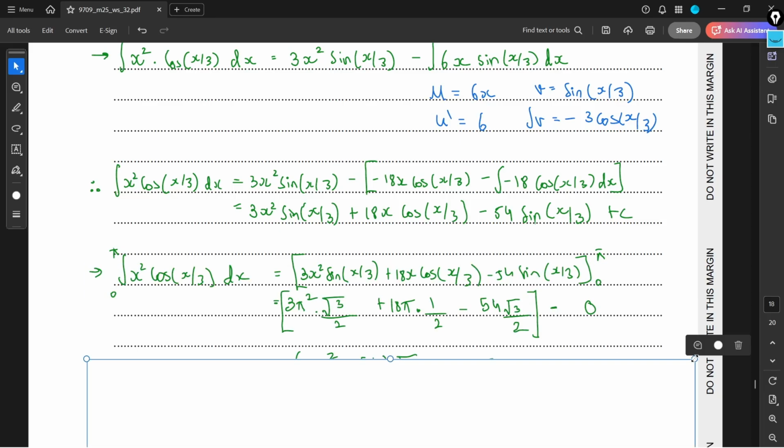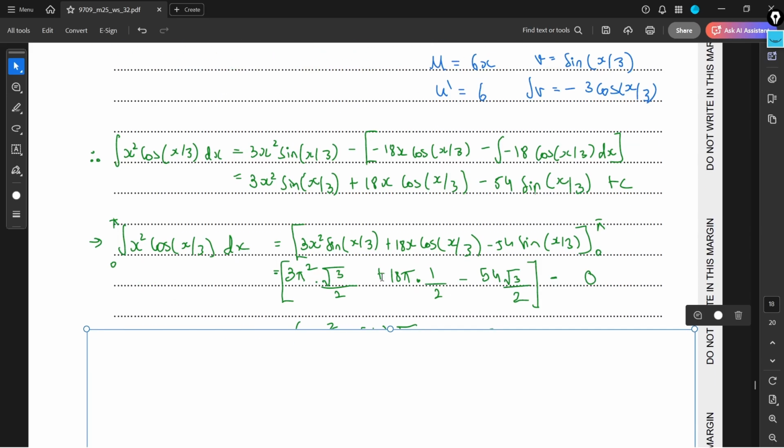And because we are asked to write the answer in the exact format, please make sure you are not using any kind of decimals over here. So substituting pi, I'm going to get 3 pi square into root 3 by 2 plus 18 pi times half and then minus 54 root 3 by 2. And if I put 0 over here in all the terms, I'm going to get 0 because sine of 0 is 0. Over here also sine of 0 is 0. And because 18 is multiplied with x over here, even this term becomes 0. That is why when I put pi, I get 3 terms. When I put 0, I get just 0 everywhere.